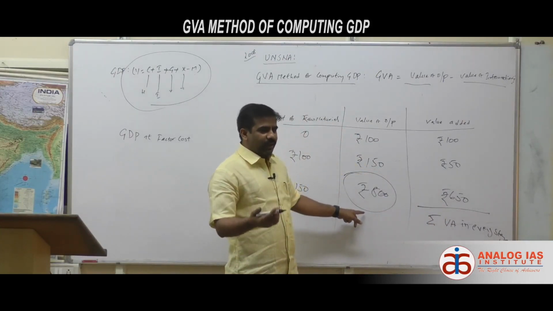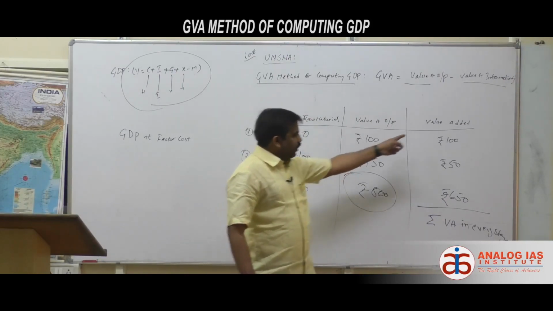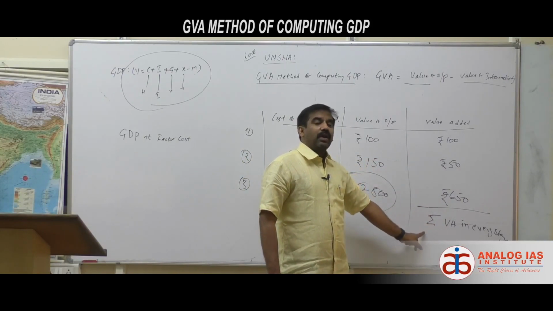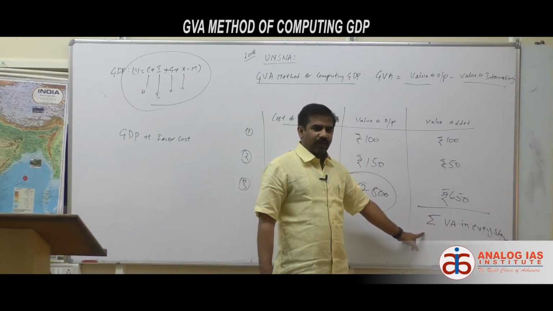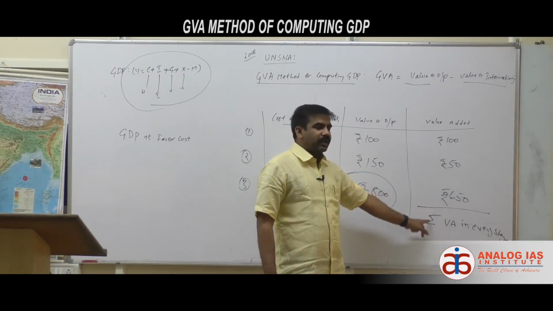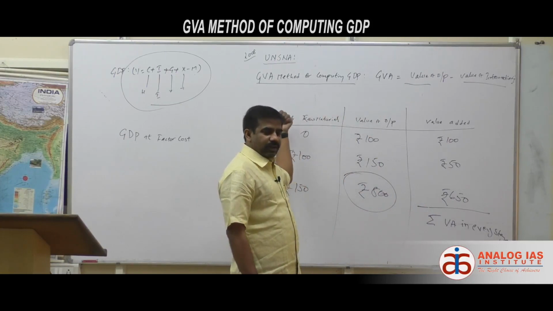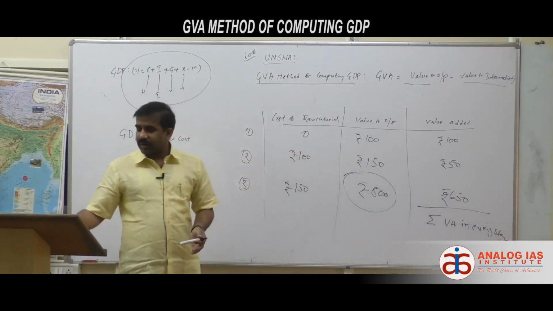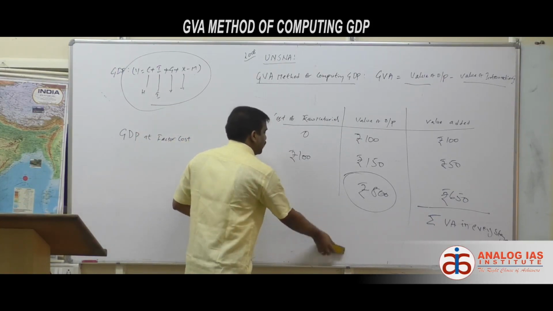So you can take the final value of output, that is the GDP, or you can also calculate the GDP by summing up the gross value added at each and every stage of production. You get it, my friends? And this is the basic difference between gross value addition and simply calculating the value of output. Following? Now let's try to understand how GDP is computed using the GVA method.